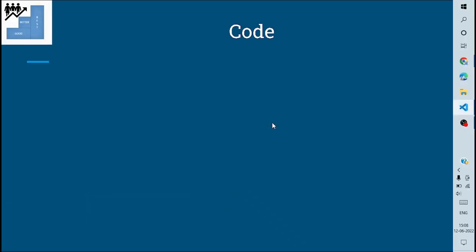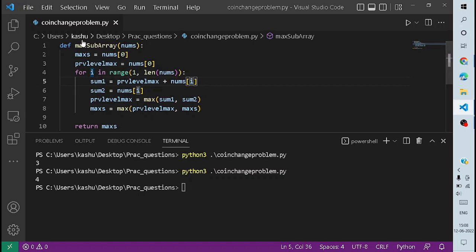let's look at the code and see what is being done. So the first element I have taken as maximum sum and previous level max. Okay, then starting from the second element, what I do is I calculate the two choices. The first choice is previous level max plus the current element, and the second choice is the current element, like starting a new array from the current element.